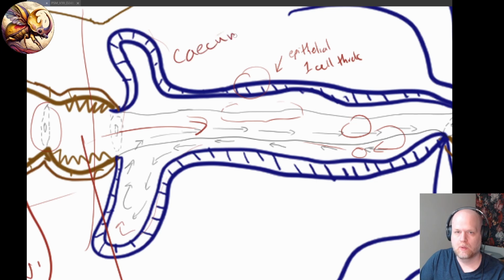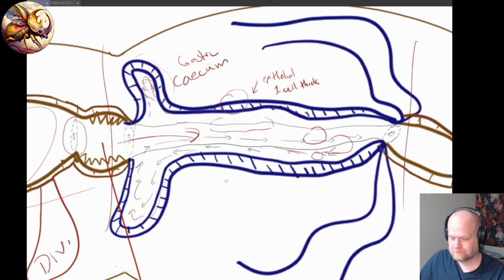It's kind of a weird word. These are called gastric ceca, or the gastric cecum, and these pockets are there because food will flow in and swirl around, and it gives more time and more surface area for digestion, so more nutrients can be absorbed from the food that they do eat.